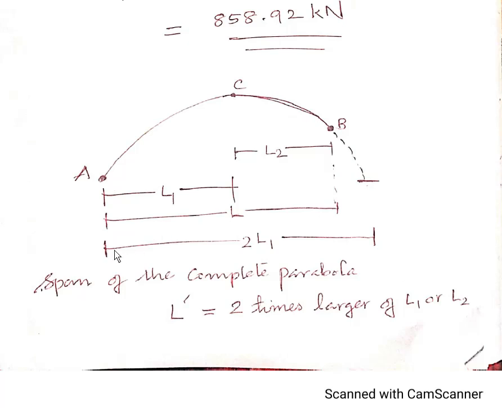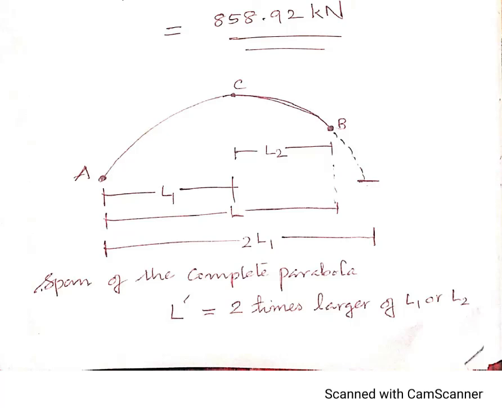And here the span is 2L1. But you need not draw this, complete the parabola and find out the span. You need not do that. Just remember that the span of the complete parabola, L dash, is equal to 2 times the larger of L1 or L2. So here in our question, L1 is larger than L2. L1 is the longer span. So L dash is equal to 2 times L1.